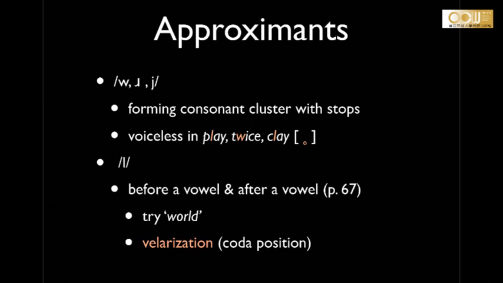Approximants are these four we have been talking about, and I'm going to categorize them as w, r, y, and l. In English, initial consonant clusters. When we say consonant clusters, we mean that there are two consonants together. Japanese people do not like consonant clusters. So is there a consonant cluster in milk? L and K, right? So they don't like the cluster. What do they do?